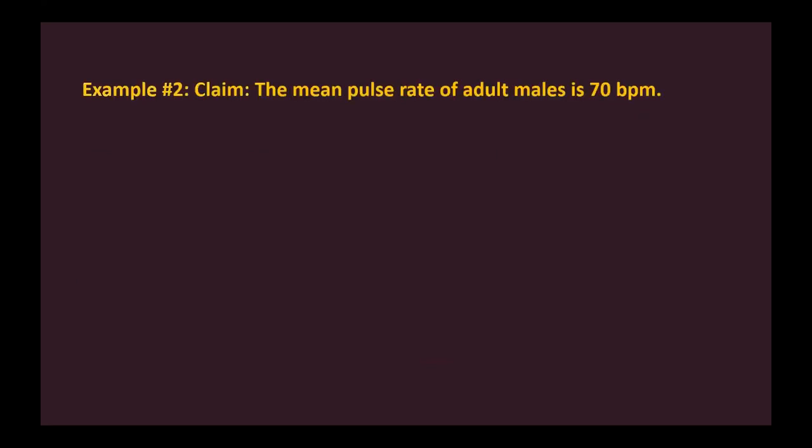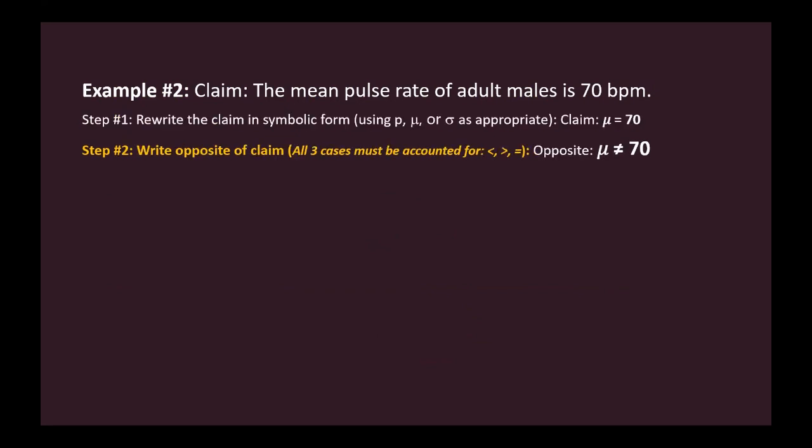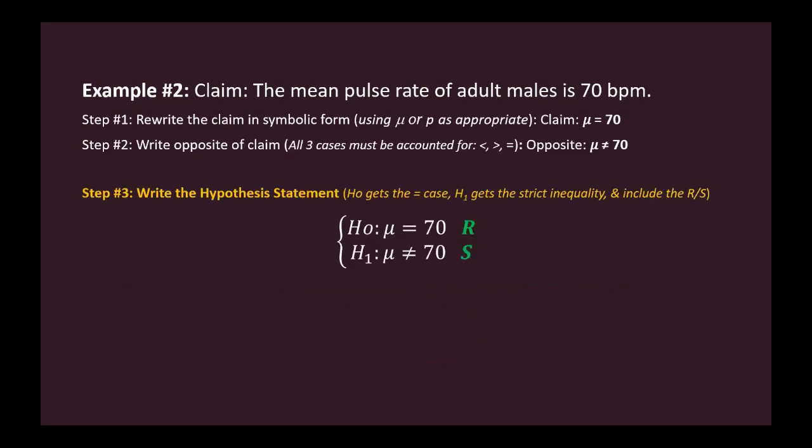Taking a look at a second example, we have the mean pulse rate of adult males is 70 beats per minute. So population mean, that's mu, is 70, mu equals 70. The opposite of mu equals 70 is mu does not equal 70. And in this case, we're going to see the hypothesis statement play out pretty much the same. So the mu is going to be in there, the 70 is going to be in each of those. The null hypothesis gets the equal case. The alternate hypothesis gets the strict inequality. That's the not equal case.